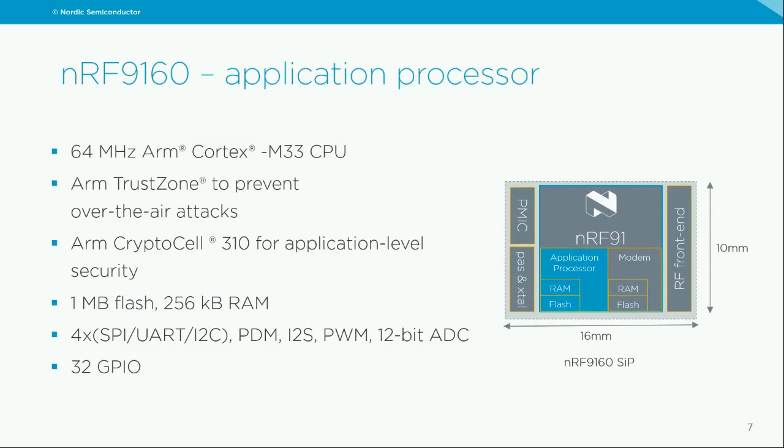With the application processor, there is 1 megabyte of flash and 256 kilobytes of RAM. And there are 4 communication interfaces that can be used for SPI, UART, or I2C, PDM, I2S, 12-bit analog, PWMs, and 32 GPIO. And it's important that you take note that all these resources are completely available to you when you write your application around this application processor. None of these resources are used by the modem. It has its own core, its own memory, and its own security.